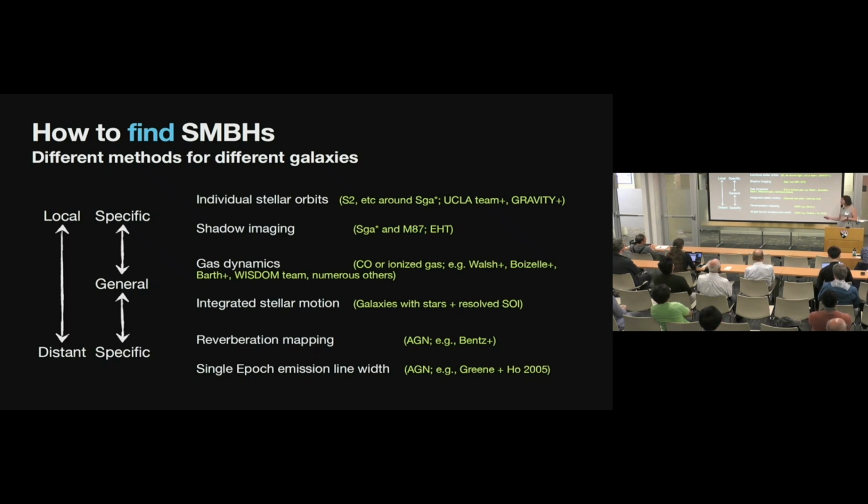The main focus of today's talk is integrated stellar motion, where the restrictions are that we need to have a galaxy that has stars, which I understand is most of them, and we need to more or less be able to resolve the sphere of influence of the black hole, which is maybe a couple arc seconds, but that's very doable with instruments that exist today. If we're looking at even larger distances, you can use AGN with reverberation mapping or emission line widths to infer masses, but those still require local measurements to calibrate their methods. So we're going to focus on this.